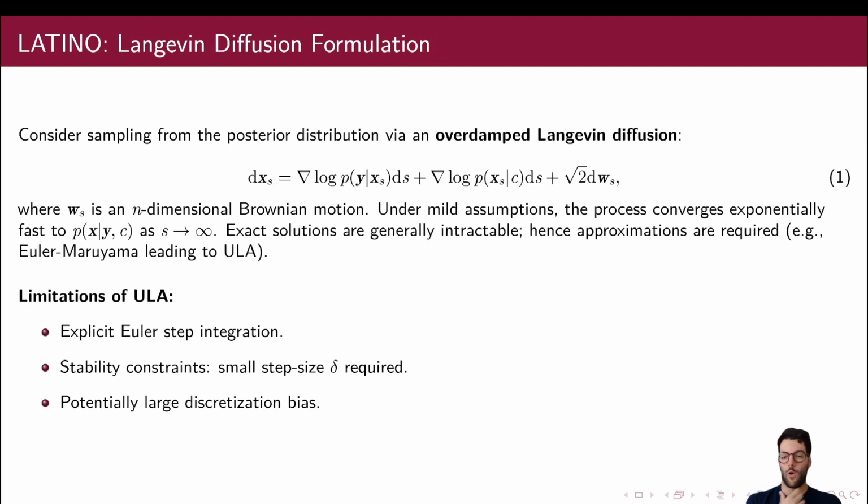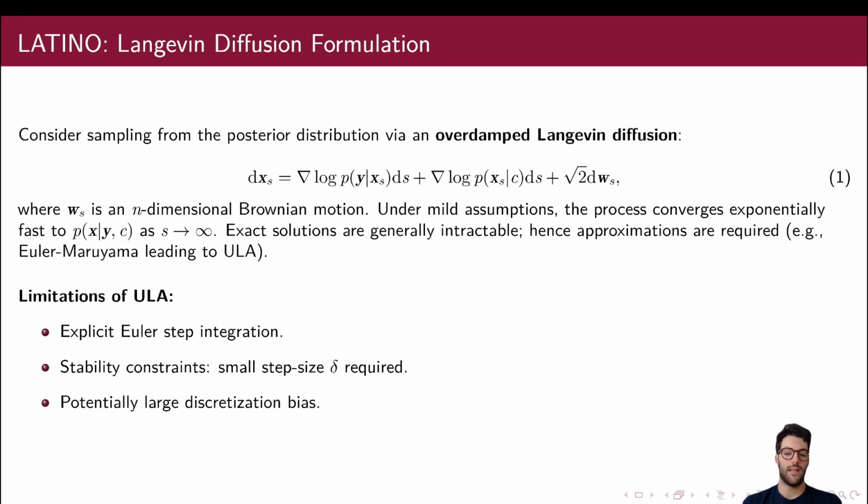The mathematical formulation of LATINO actually starts from the Langevin diffusion. We know the Langevin diffusion can sample from, for example, in this case, the posterior distribution P of x given y and a prompt c, and we can use Bayes' rule to split it into parts. We have the likelihood that we know how to compute, and then we have the prior that is conditioned on c.